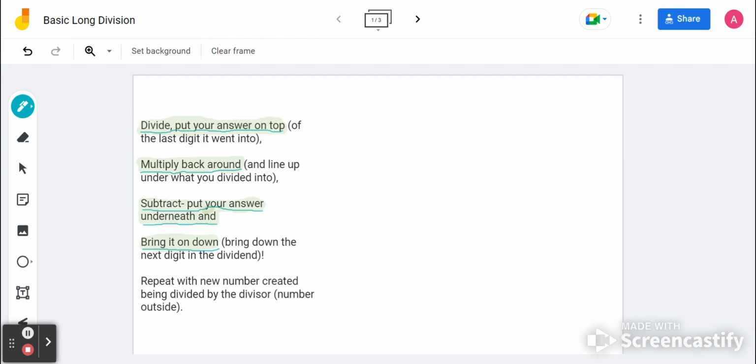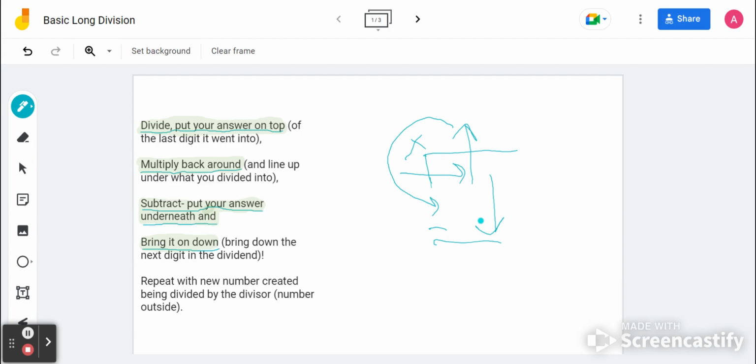So it goes: divide, put your answer on top, multiply back around, subtract, put your answer underneath, then bring it on down. And I would have the kids do motions with this. Divide, where they would be moving their hands towards this way, like they were dividing into the house, as we say. And then put your answer on top, and they would put their arm up. Multiply back around, they would move their arms around this way. Subtract, put your answer underneath and bring it on down, and then they bring their arms down.